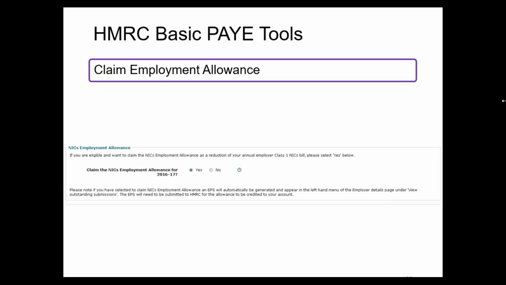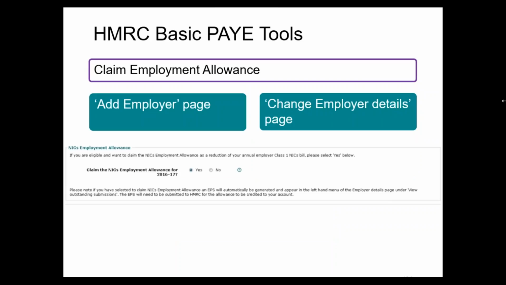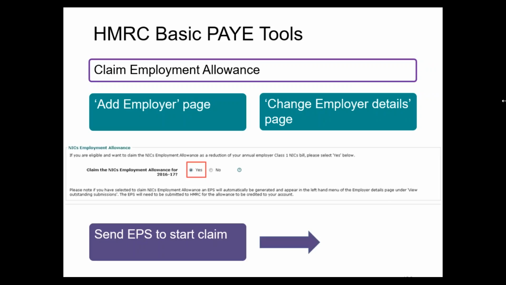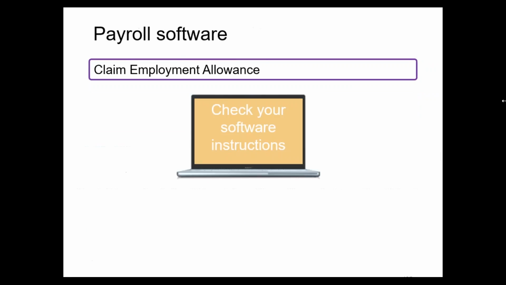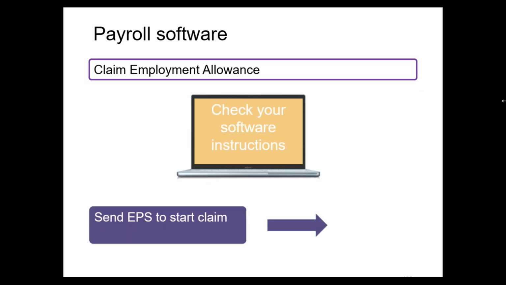Now, if you're using HMRC's basic pay-as-you-earn tools, you'll find the Yes field for the employment allowance on the Add Employer page or from the Change Employer Details page. So you'll select Yes when you first set up your details, or you can select Yes at a later date. The tools will create an EPS for you to submit to let HMRC know that you want to claim the allowance. If you use payroll software, follow the instructions to set the employment allowance indicator to Yes, and then follow the guidance to submit the EPS.